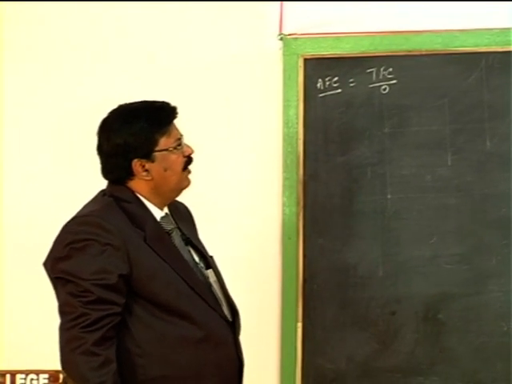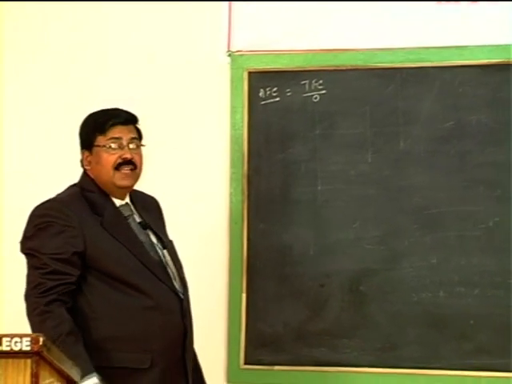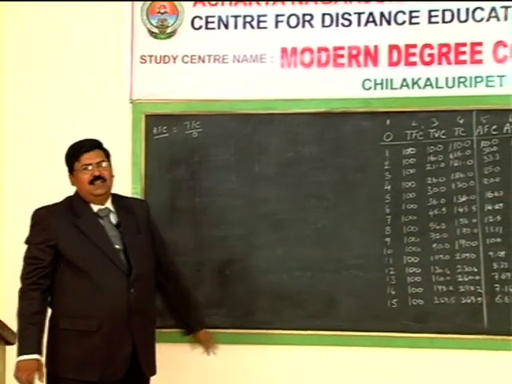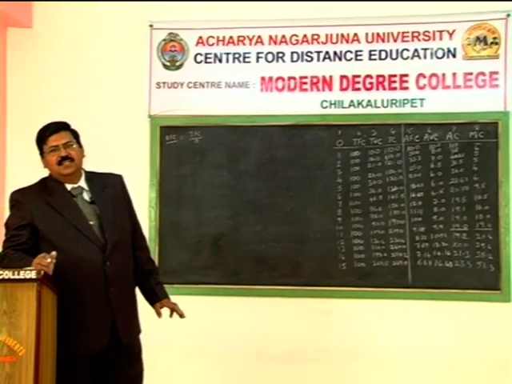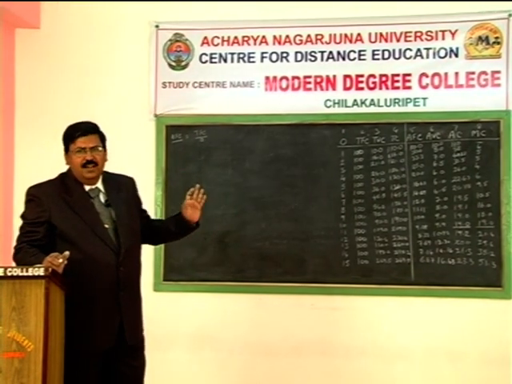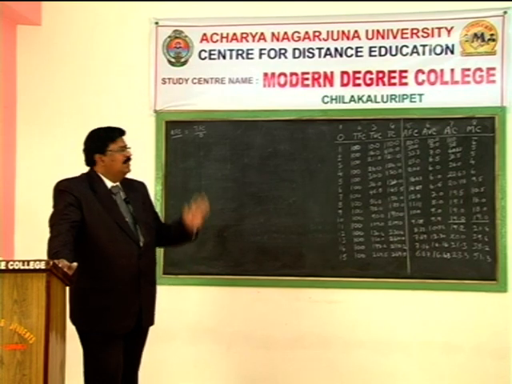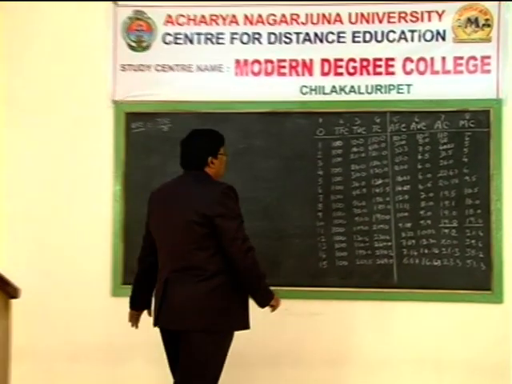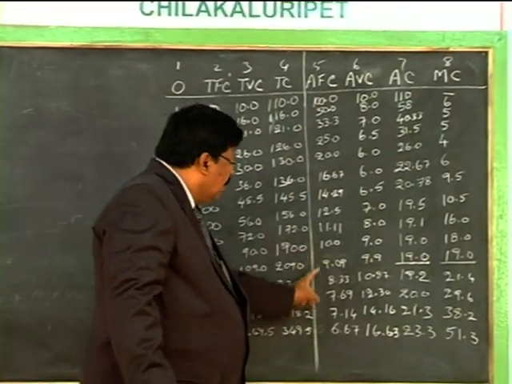That is 100 by 1, 100 by 2, 100 by 3, 100 by 4, 100 by 5. The numerator is always the same and the denominator is increasing. You are dividing a constant figure by increasing numbers. Numerator is always 100 and denominator is gradually increasing. So the result will be continuously declining. So average fixed cost continuously declines, 100, 50, 33, like this, goes on decreasing.